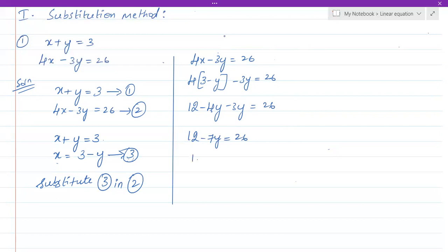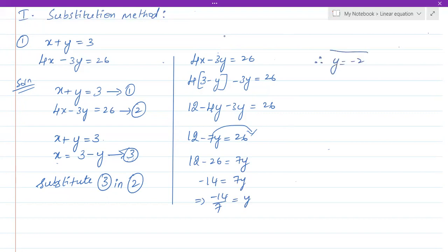Therefore, 12, or what I'll do is, I'll transpose minus 7y to the other side, 26 to the LHS. So 12 minus 26 is equal to 7y. Therefore, minus 14 is equal to 7y, which implies minus 14 by 7 is equal to y. Therefore, what is the value of y?